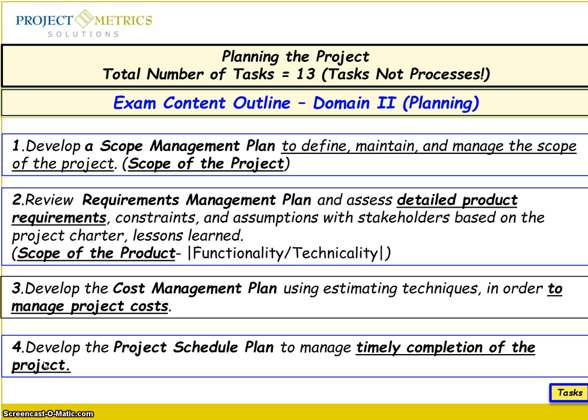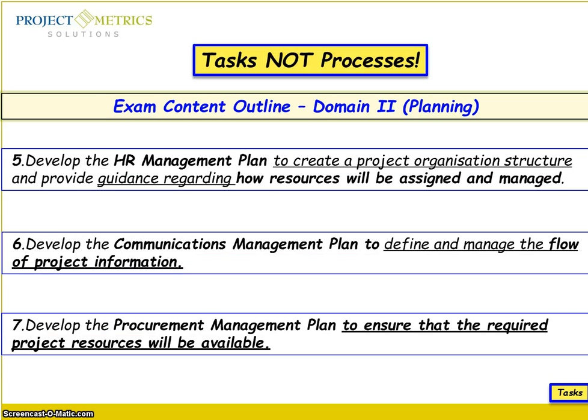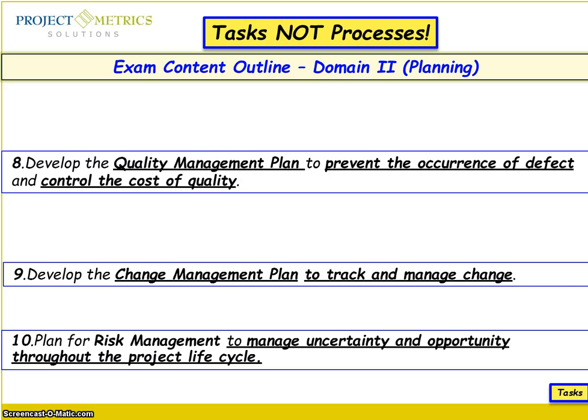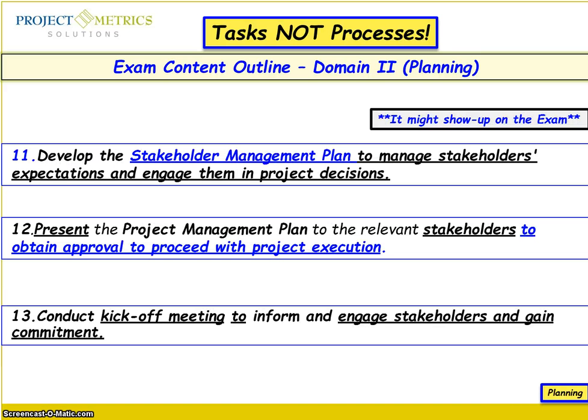It is designed by the Project Management Institute. The number of tasks, not processes, in planning is about 13. So it talks about the scope management plan, the requirement management plan, the cost management plan, the human resources, communication, and procurement plans, and the quality plan, change management plan, and the risk management plan, and it is designed around these tasks.